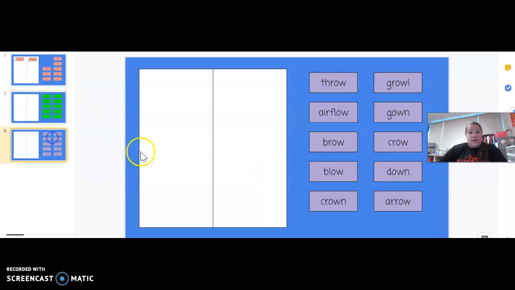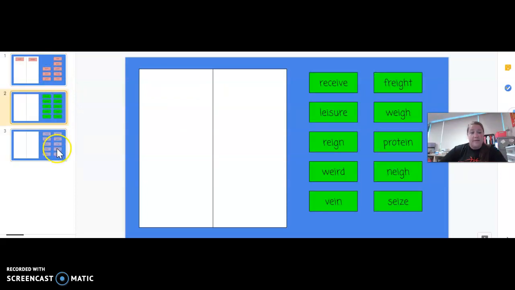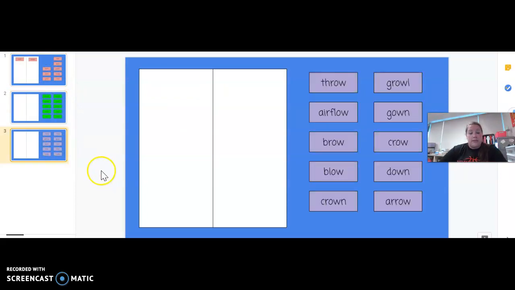The last and final sort is with the OW words. Once again, you're going to read through and listen for the vowel sound and differentiate and sort between the 2 sounds you hear. When you are done with all of your words on each slide, remember there's 3 of them, EA, EI, and OW, make sure you click Submit Assignment for your teacher to look at it.